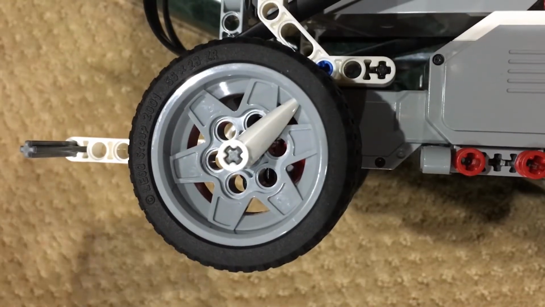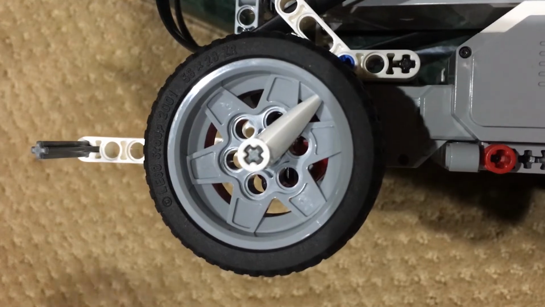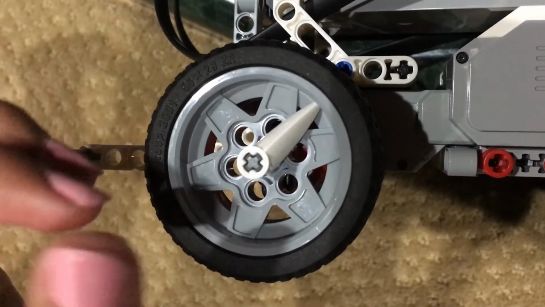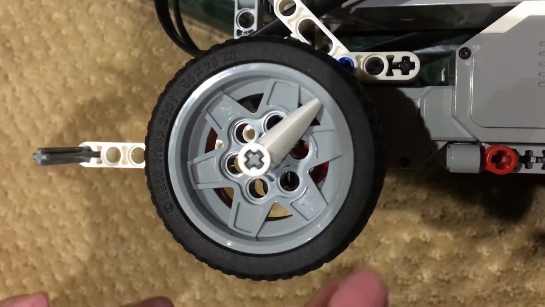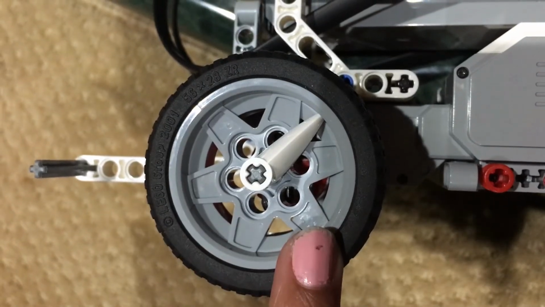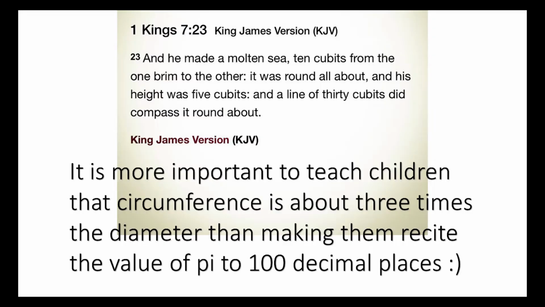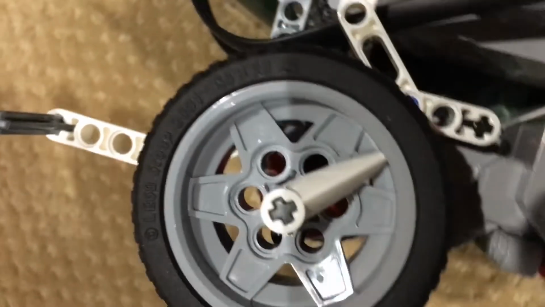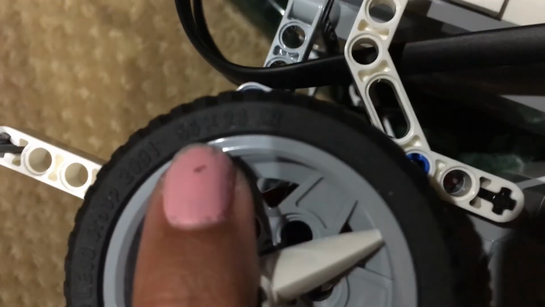Now guesstimating in the metric system for the rest of the world, the diameter I'm guessing would be about 5 centimeters, and the circumference would be about 15 centimeters. Now let's read what the wheel says. It says the diameter is 56 millimeters.